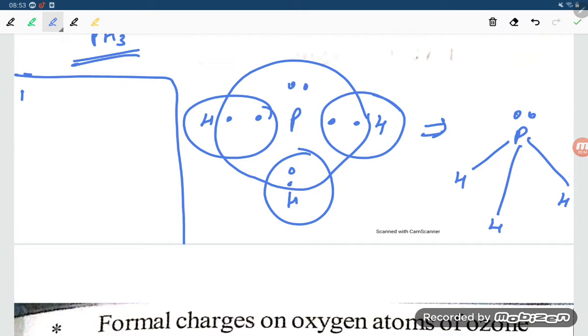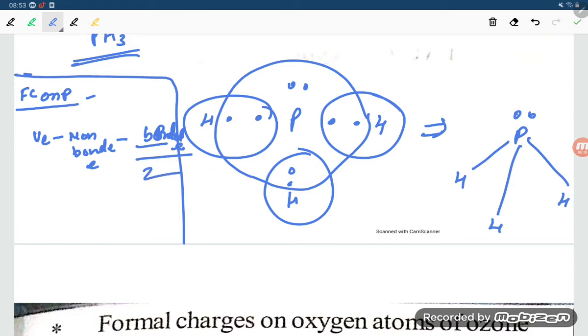Formal charge on P, what was the formula, student? The valence electrons minus non-bonded electrons minus bonded electrons, you can say bond pair, by 2.